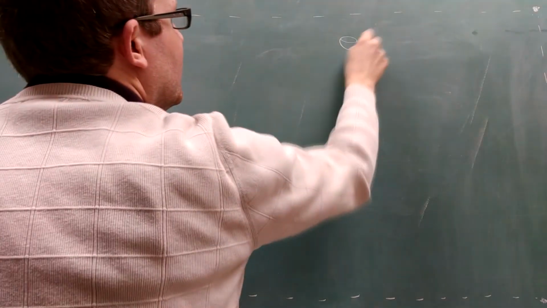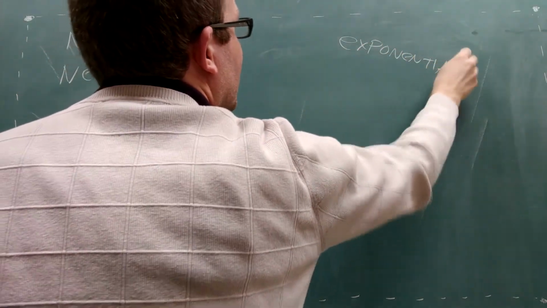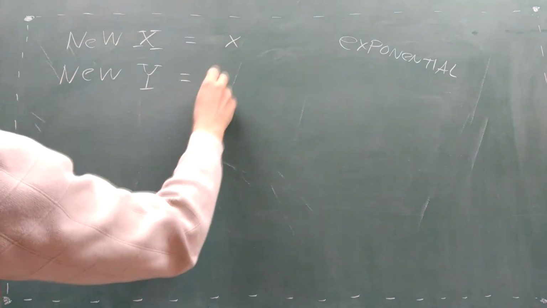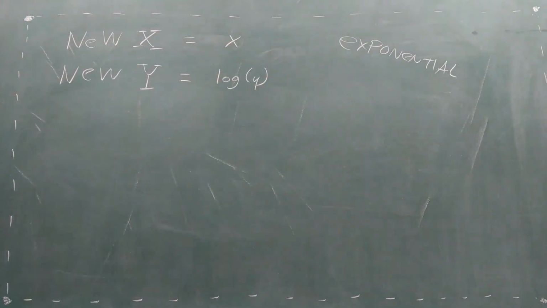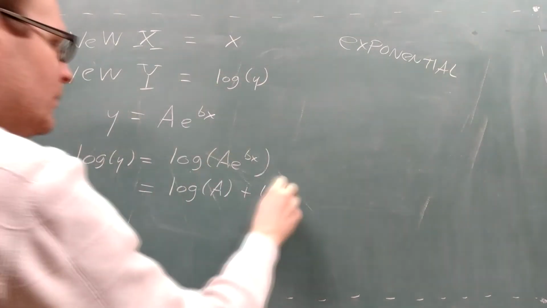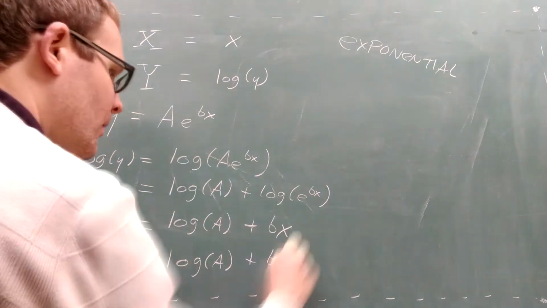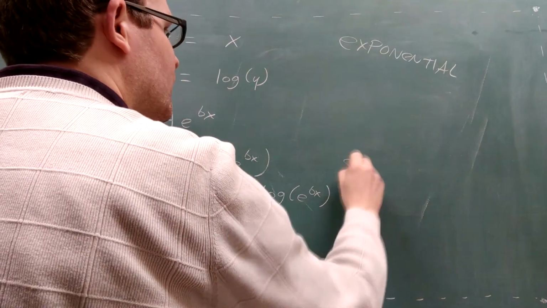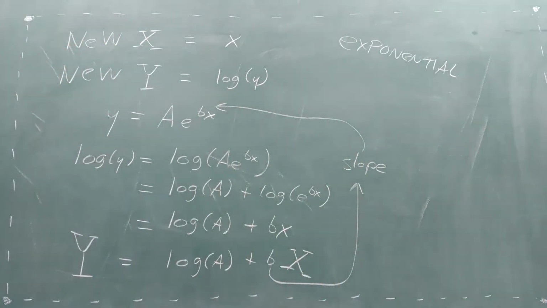For an exponential function, your new x is the same as the original independent variable, but the new y is the log of the dependent variable. This allows you to cancel the exponential part of the function, and you get a linear function instead. Note that the slope of this new linear function is whatever multiplied x in the exponent.